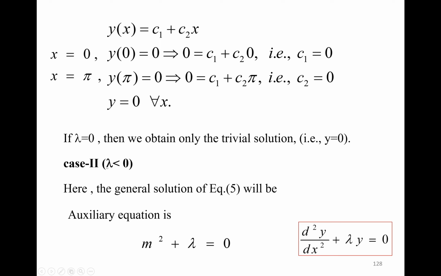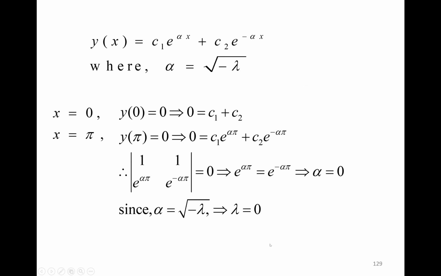Now we will go for case 2, which is lambda less than 0. The general solution of equation 5, which is given in the red mark, can be written with the auxiliary equation m squared plus lambda equals 0. The solution of that differential equation is y of x equals c1 e to the power alpha x plus c2 e to the power minus alpha x. Here alpha is nothing but the square root of minus lambda.